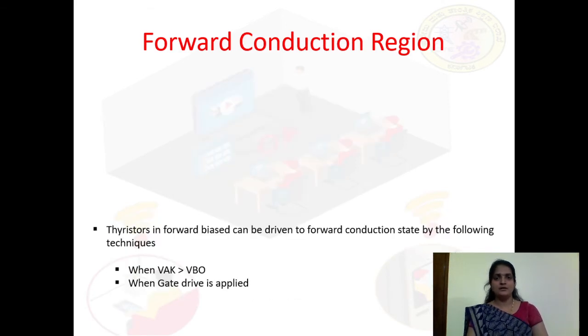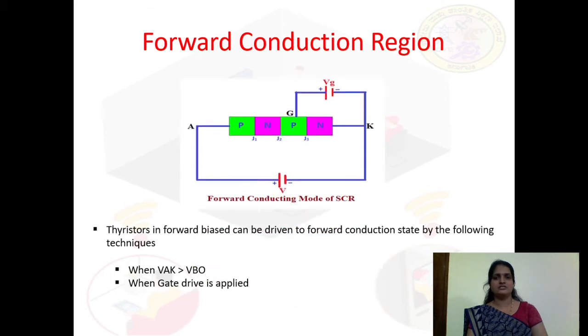And coming to the third mode, called the forward conduction region, this is where we apply the gate signal in order to switch on the device. By applying the gate signal, we will try to conduct in the forward conduction region of the SCR. Such a mode is referred to as the forward conduction mode of the SCR, where the thyristor in forward blocking state can be driven to the forward conduction state.